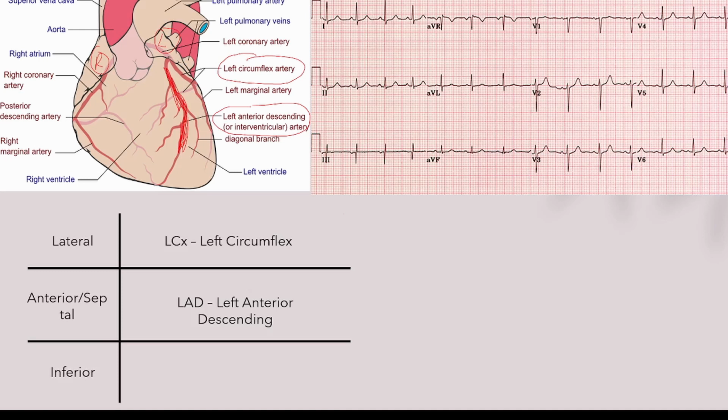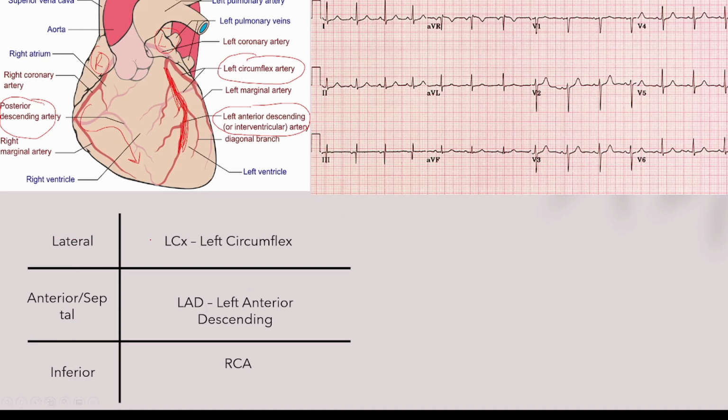Which coronary artery supplies this? Finally, the inferior portion of the heart is supplied by the right coronary artery, more specifically the posterior descending artery. You can see the right coronary artery gives off a branch, the right marginal, but it continues on, loops around the heart, and continues its course inferiorly but posteriorly as well. So as we discussed, these aspects, the lateral, anterior, septal, inferior, they all have certain leads.